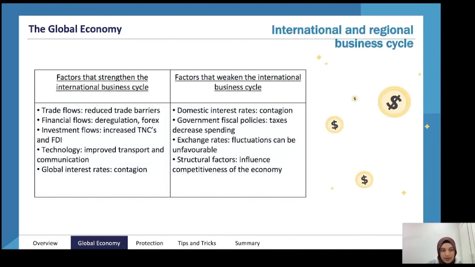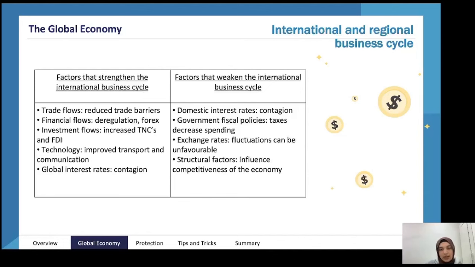So what are some factors that strengthen the international business cycle? We've got trade flows, which reduce trade barriers. We've got financial flows, which essentially allow for deregulation. We've got Forex as well, the foreign exchange market. Then we've got investment flows, so increased TNCs and foreign direct investments. Technology, so as we talked about, improvement in technology. We've got improvement in transport and communications than in the past, due to increased globalization and global interest rates. So contagion has taken place in terms of that.